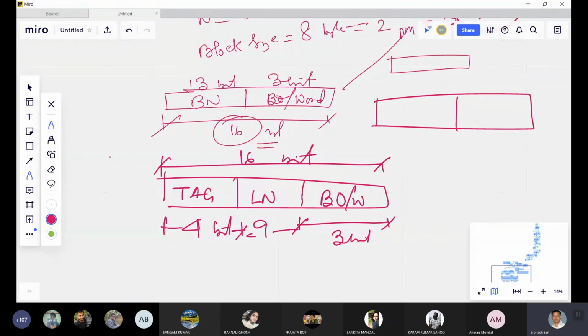Yes, sir. Tell me, in fully associative, what will be the condition? Sir, in fully associative mapping, the whole main memory address will be the tag. So the tag is 13 bit. Yes, very good. And the block offset is 3 bit. Very good. I am very happy.